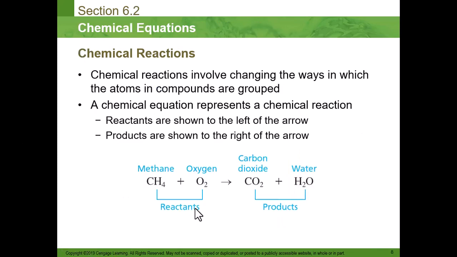Let's continue. Now in 6.2, we are looking at chemical equations. From mathematics, the left hand side has to be equal to the right hand side. A chemical reaction involves changing the ways in which atoms in the compound are grouped.